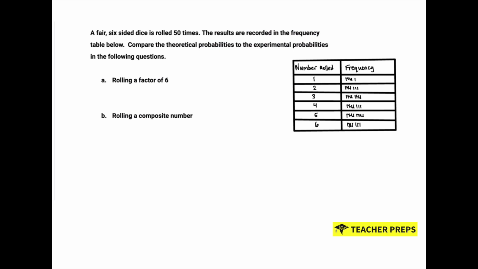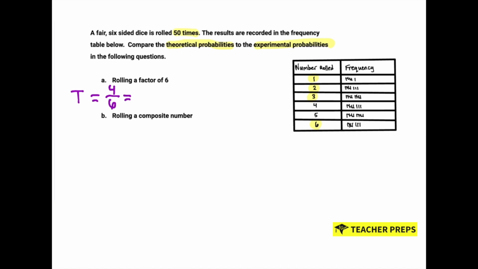It says that a fair 6-sided dice is rolled 50 times. The results are recorded in the frequency table below. It says to compare the theoretical probabilities to the experimental probabilities. The first one says rolling a factor of 6. Let's find the theoretical probability first. A factor of 6 is a number you can divide out of 6. That would be 1, 2, 3, and 6. There are 4 factors of 6. So our theoretical probability would be 4 out of the 6.